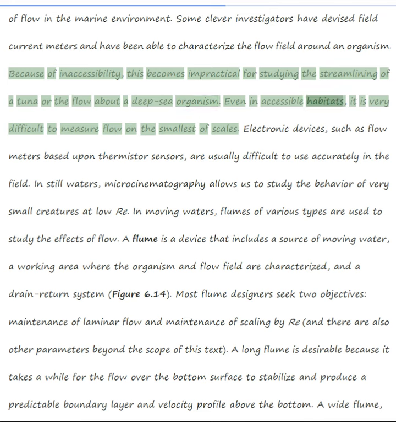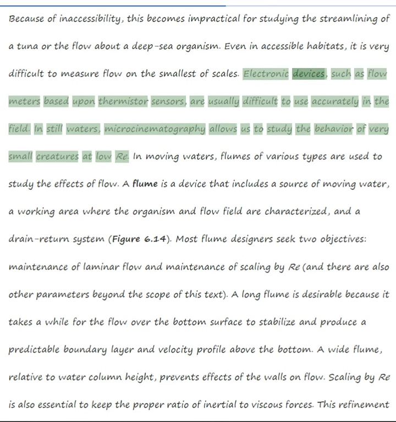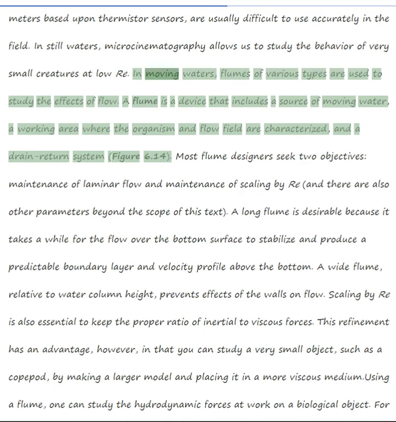Even in accessible habitats, it is very difficult to measure flow on the smallest of scales. Electronic devices, such as flow meters based upon thermistor sensors, are usually difficult to use accurately in the field. In still waters, microcinematography allows us to study the behavior of very small creatures at low Re. In moving waters, flumes of various types are used to study the effects of flow.